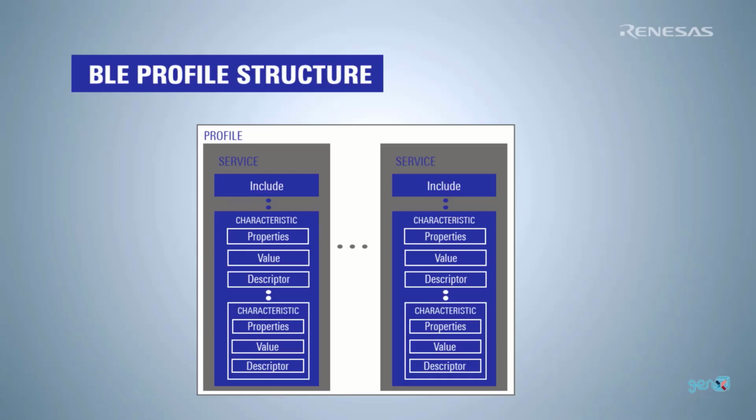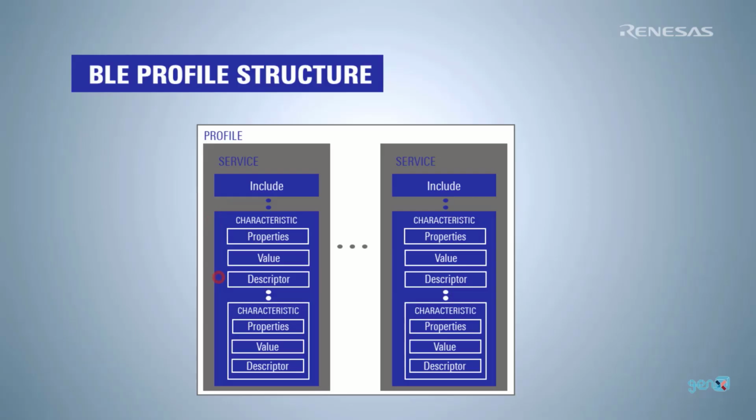When working with Bluetooth Low Energy, data is organized in a structured way using profiles, services, and characteristics. Think of a profile as a collection of services that define a use case, like heart rate monitoring or a custom sensor application. At the core of every profile are services, and each service represents a logical function of the device and contains one or more characteristics.